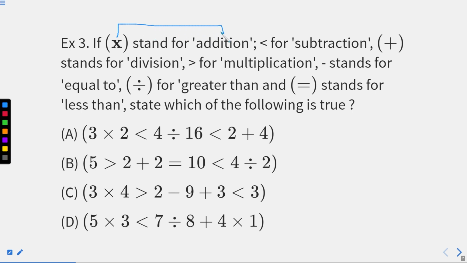First mark that we are going to make is this. X stands for addition, less than stands for addition. Sorry, less than stands for subtraction, right? My bad. For addition, we have division. So we'll just mark it like this. For greater than, we have multiplication. For subtraction, we have equals to. For division, we have greater than. And for equals to, we have less than.